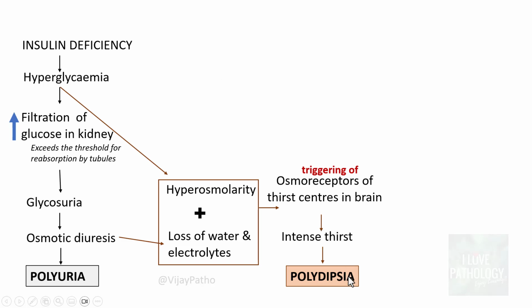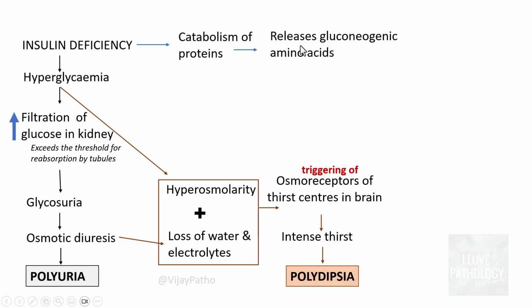So this is polydipsia. Now, we know that insulin deficiency is a state of catabolism. It's a catabolic state, right? So there is catabolism of proteins and fats. So let's talk about catabolism of proteins, which leads to releasing of gluconeogenic amino acids. I mean, once the proteins break down, they break down into amino acids, right? And these amino acids can be gluconeogenic or ketogenic amino acids.